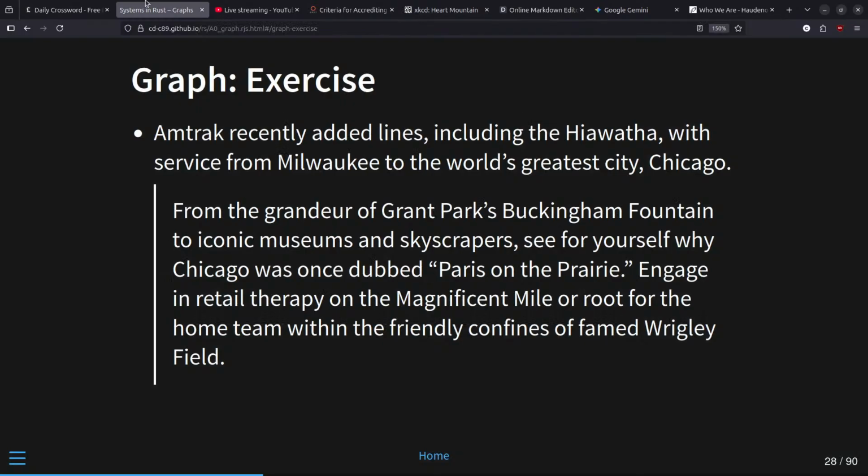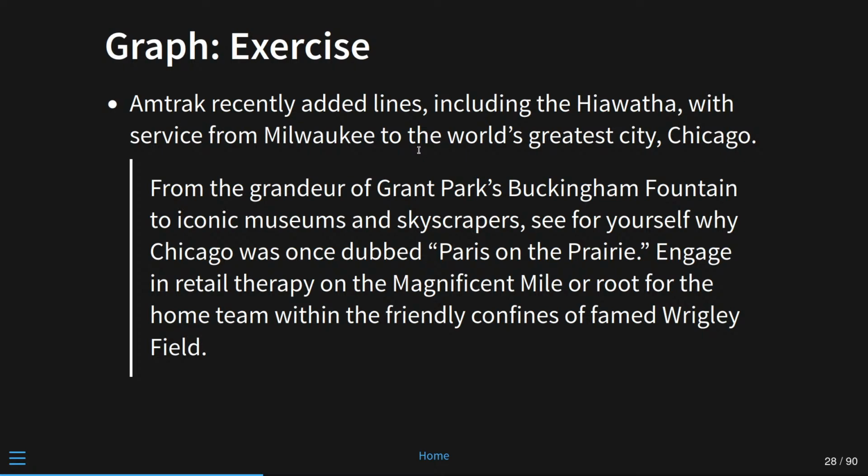I was first told about Hiawatha by, of course, my ancestors who were colonizers. And they referred to Hiawatha as a chieftain of the Iroquois, not the Haudenosaunee. But this train line connects Milwaukee, and not the Milwaukee in South Portland, the Milwaukee in Wisconsin. So there is a lot of cheddar cheese in this Milwaukee, but there is not a lot of scene kids. There might be scene kids in Milwaukee, I don't know. And the world's greatest city, Chicago, Bears, Cubs, Sox, Bulls. We all understand that. Okay.